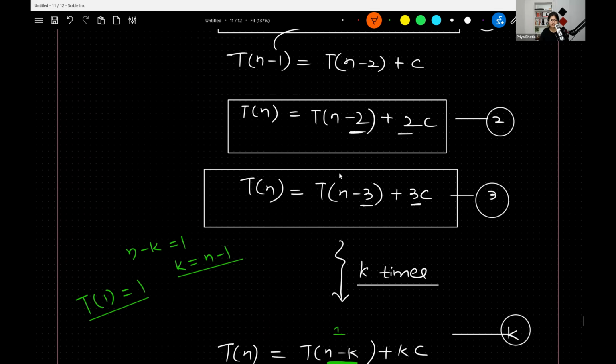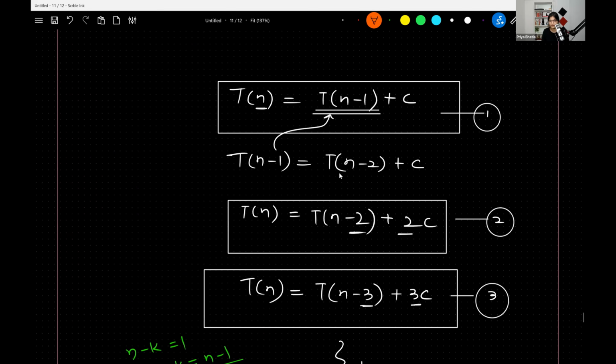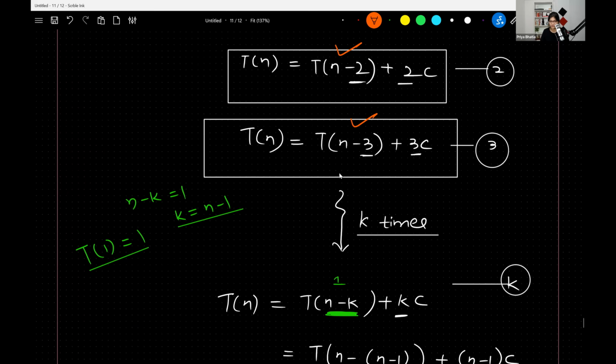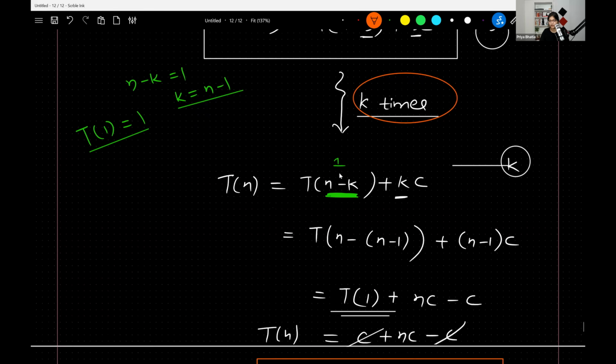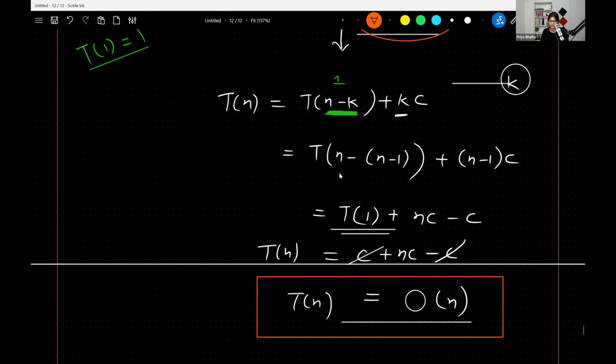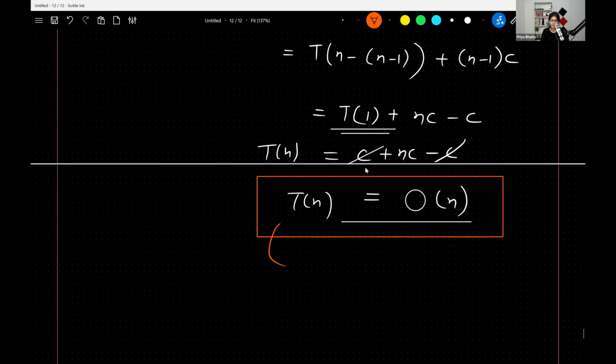Substitution method. Why is it called the substitution method? Because here we are substituting the recursive term until k times. Then we compute the value of k, substitute that value, and finally we get the final answer as the time complexity of that particular code. Is this clear to everyone?